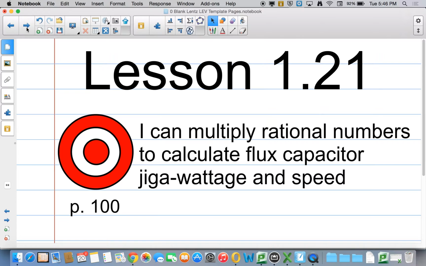This is lesson 1.21 in our books on page 100. Our target is I can multiply rational numbers to calculate flux capacitor gigawattage and speed.